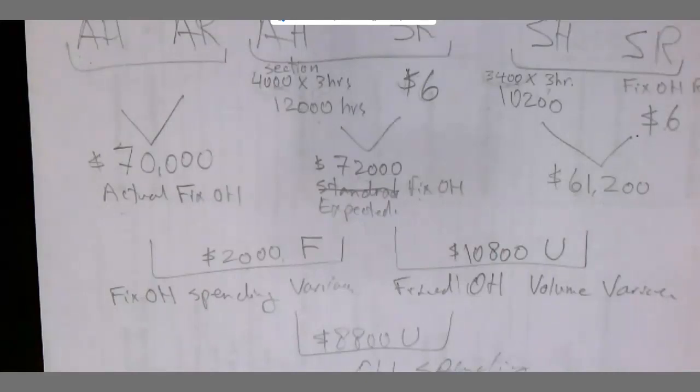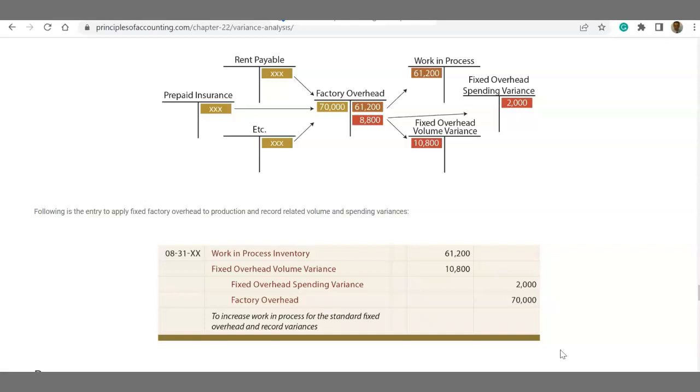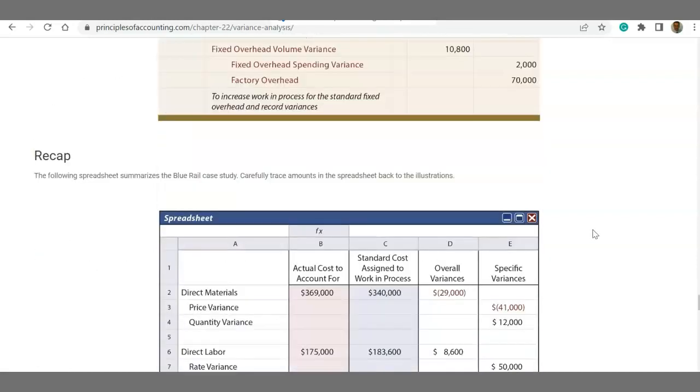So let me stop this one more time and go back to the book, and you will see that journal entry right there. Hopefully it makes sense. Again, in my book, in my class, and in the CPA exam, you hardly get a question like this in regards to fixed factory overhead variances.